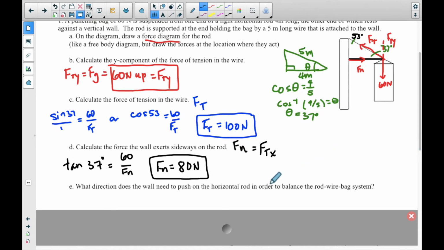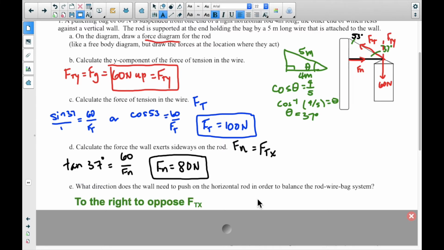All right, so one of the main concepts we're talking about here is balance. How is this going to be balanced? If we look at our free body diagram, we know that the force of tension works in this up and to the left direction. The up part is balanced by the 60 newtons on the bag. And if it's going to the left, then it needs something to act towards the right. So the normal force is going to act to the right, and the reason is to oppose the force of tension in the x direction.